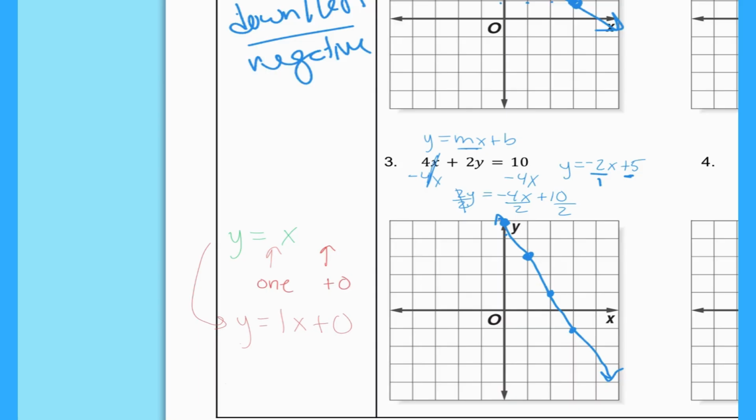Unless you have something like this, y equals negative x. This would be y equals negative 1x. And then obviously you can make those into a fraction over 1 to find your rise over run to graph it.